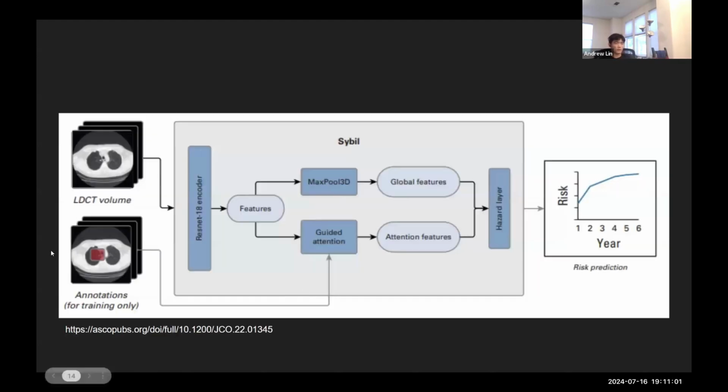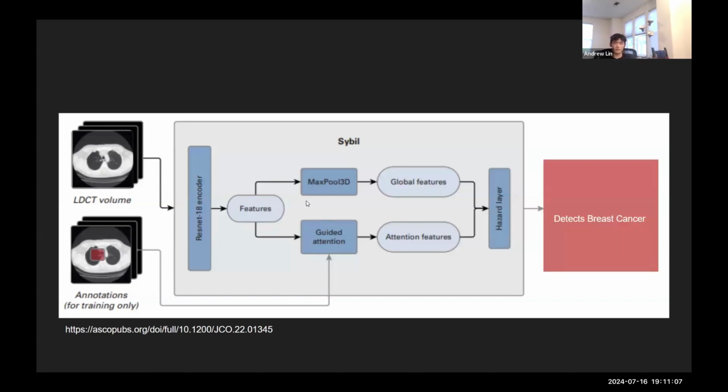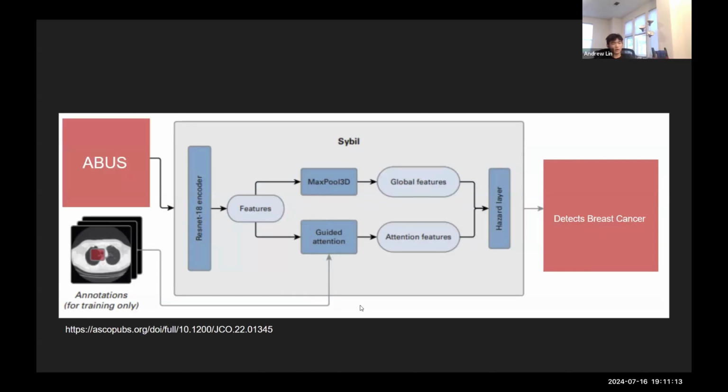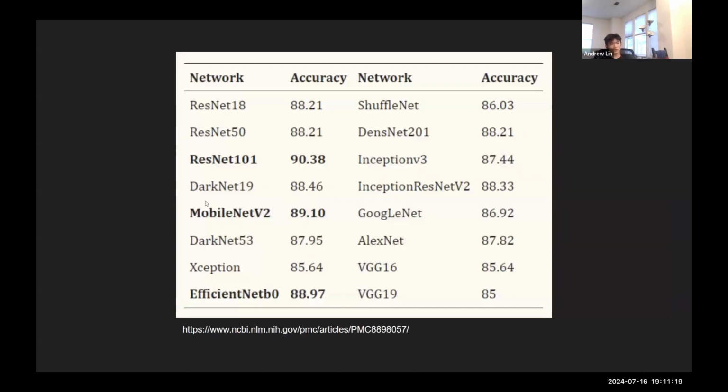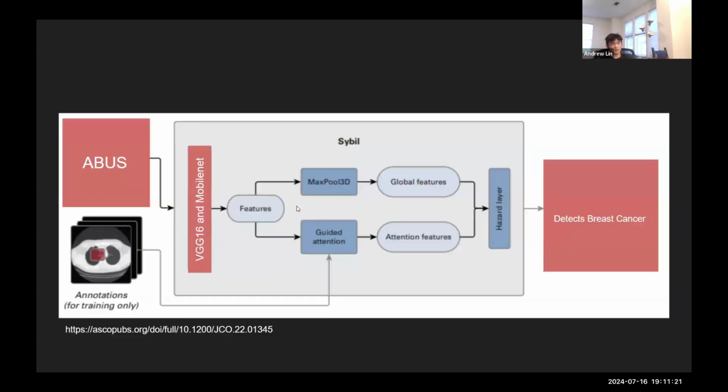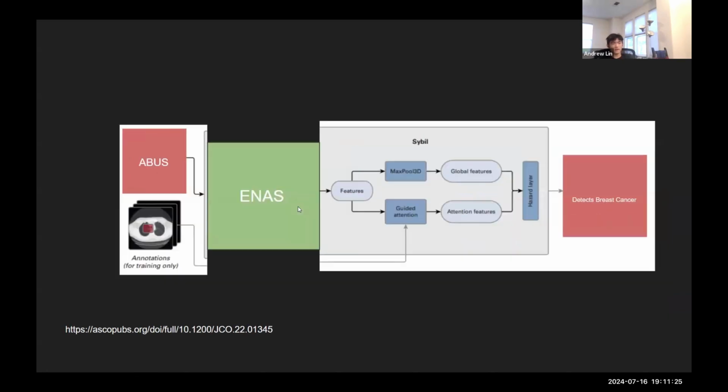Here's a visual of what we're going to do. So we start out with the original Sybil model, and what we will do is change the output to determine whether there's cancer present. We will run our ABUS dataset through Sybil and calculate our accuracy. And then we will replace ResNet with MobileNet and VGG16. And then finally, we will test out the ENAS model and compare model accuracies.